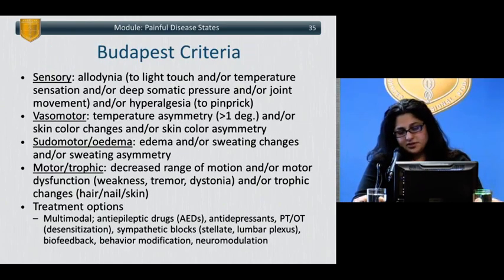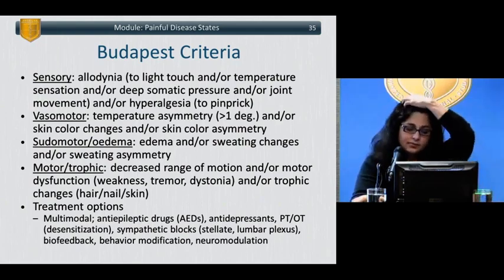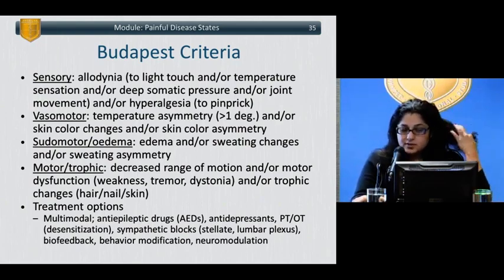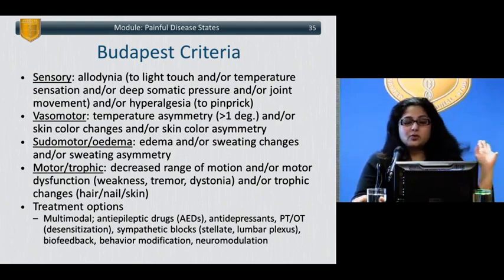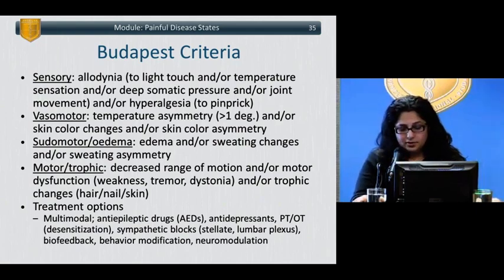What is the Budapest criteria I was referring to? Well, again, it's a series of symptoms and signs. Usually, to be diagnosed with CRPS, you have to have at least one symptom in 3 of the categories or one sign in 2 of the categories. Well, what are these symptoms and signs?